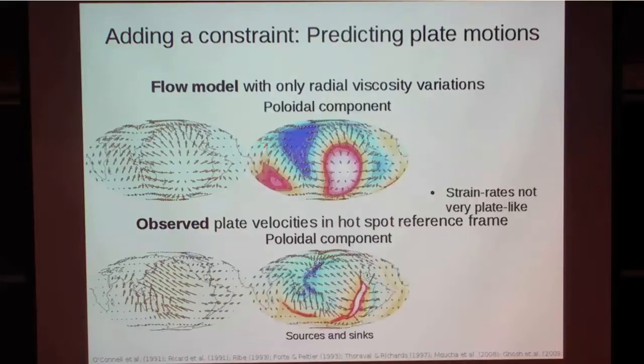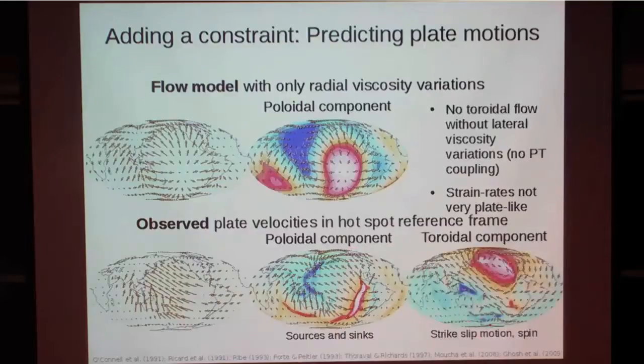So if we look at the poloidal component itself, and you can again do that in the exercise this afternoon yourself, even then, the poloidal component does not look a lot like the observations. Broadly, yes, we get the sources and the sinks, but we do not have the strain rate localization that is observed. We do not have plate boundaries in here.